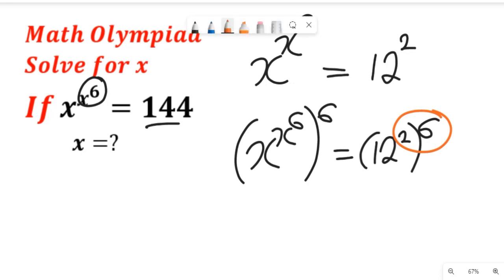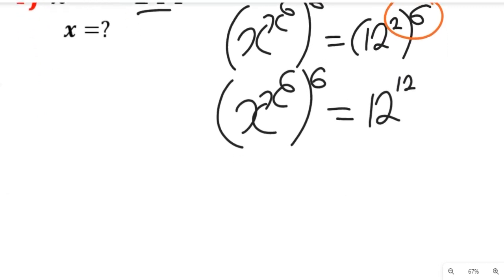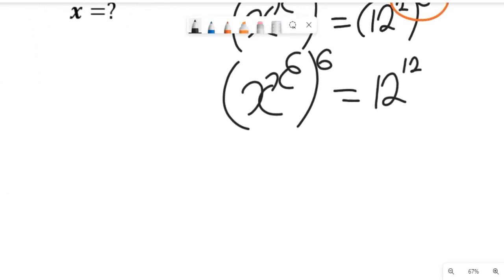Now, if this whole value multiplies, we are going to have a 12. So that will give us x to the power of x to the power of 6 all to the power of 6 equal to 12 to the power of 12. Good. Having gotten that, the next thing we can now think of doing is to simplify.